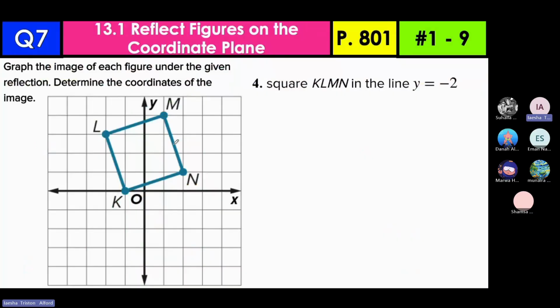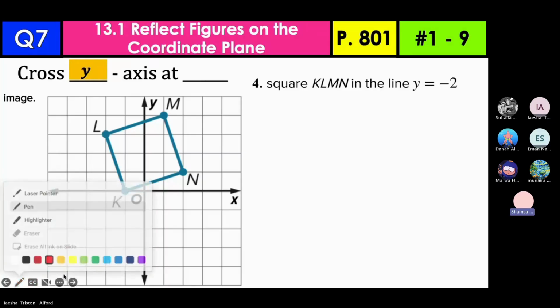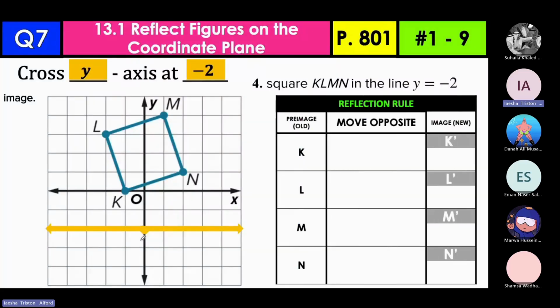Okay, this is question number 4. I'm going out of order, yeah, but this is question number 4. Same. We want the square KLMN in the line y equal -2. So we're crossing which axis? Y axis. At -2. So go to the y-axis, put a point at -2. And what kind of line should you draw here? Horizontal. So should be horizontal. Then the table is just here to keep us focused about what we're doing.